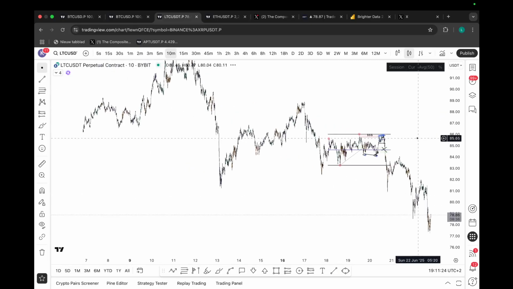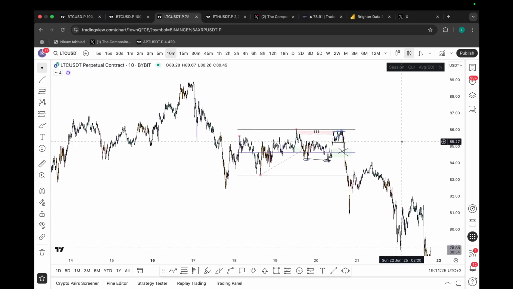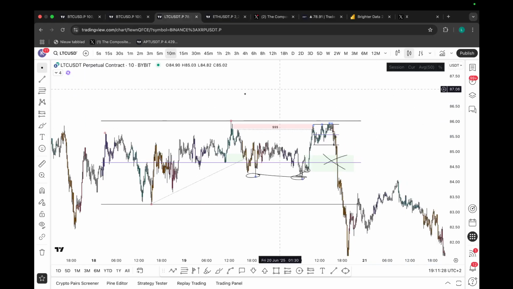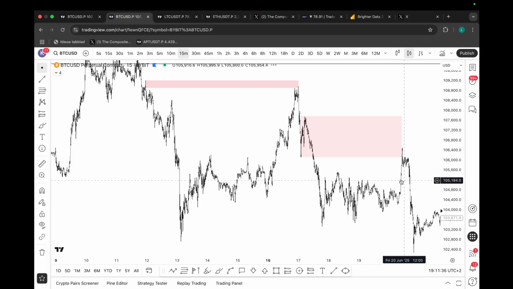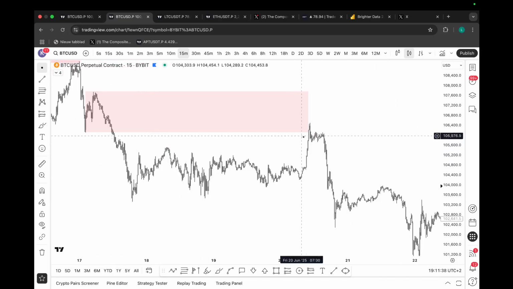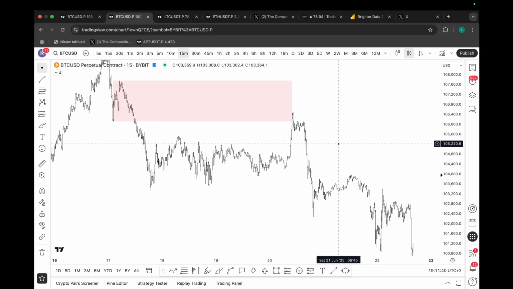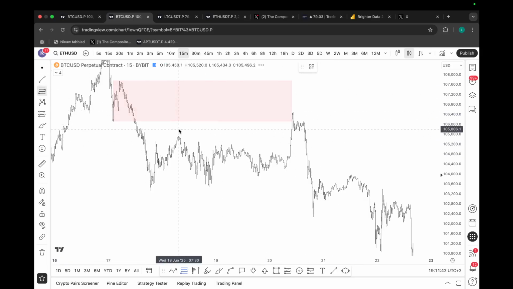But coming back to the context right here, we were looking at this individual model on Litecoin mainly because Bitcoin at that time was developing a bearish PO3. So the bias on Bitcoin all this time was to go lower, right?